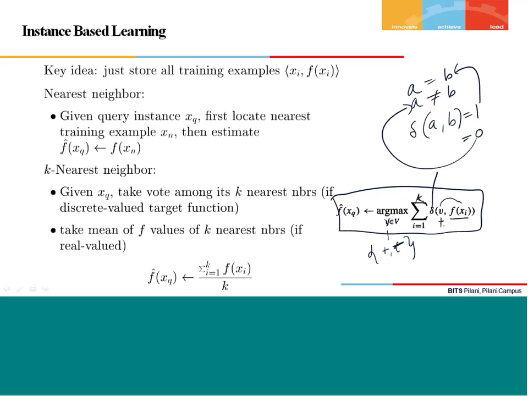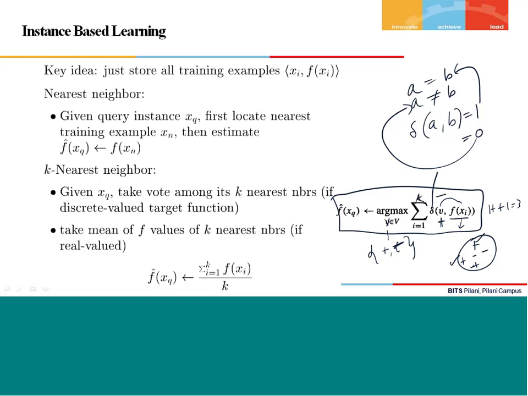So this is an indicator function. When the class label is equal to the nearest neighbor's label, it counts 1. Let's say in the nearest neighbors there are 3 positive and 2 negative points. This indicator function will be high for 3 points, so for positive I get 1 plus 1 plus 1 equals 3.